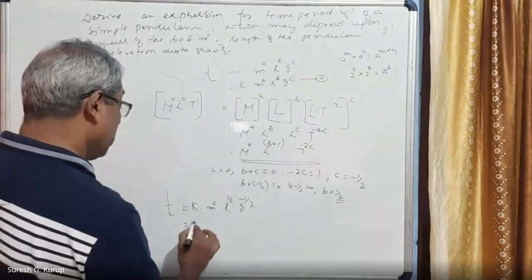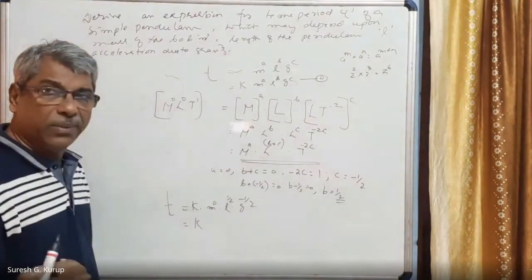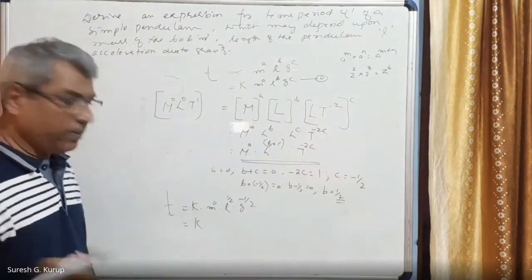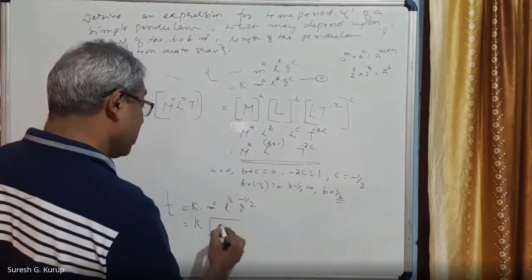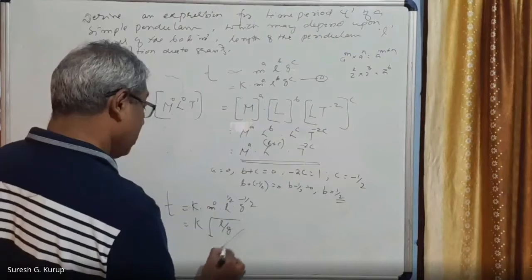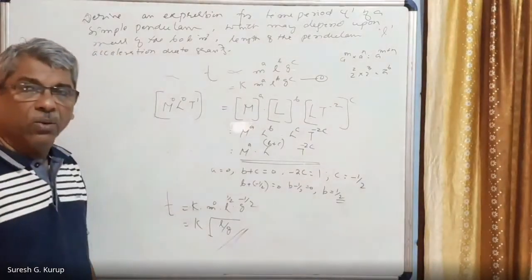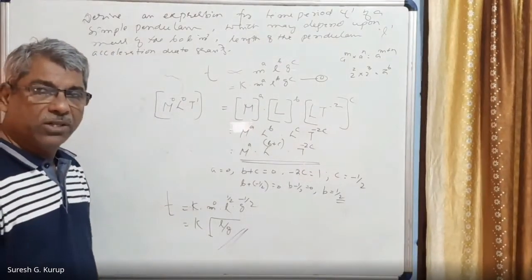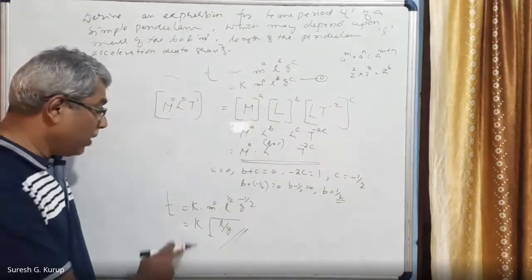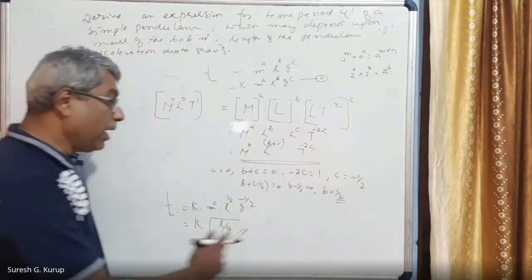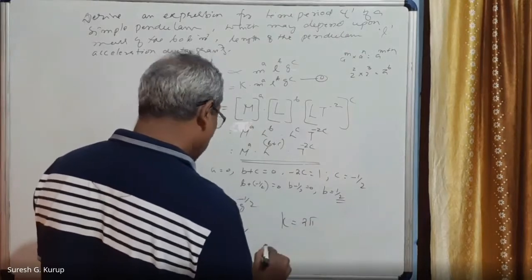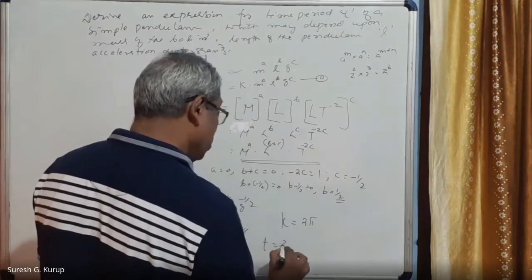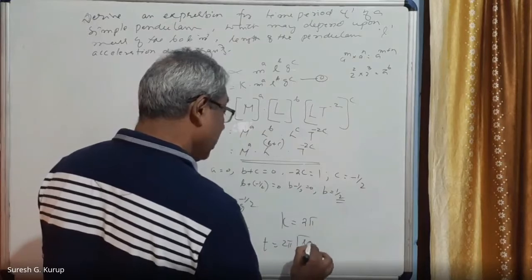Therefore, this is equal to K into M raised to 0, which is equal to 1 only. M raised to 0 is 1 only, right? So we can write this equation as T is equal to K into the root of L by G. So there is a method with the help of which we can calculate the value of K. K is found to be equal to 2 pi. Hence, the actual relation of T is 2 pi into the root of L by G.